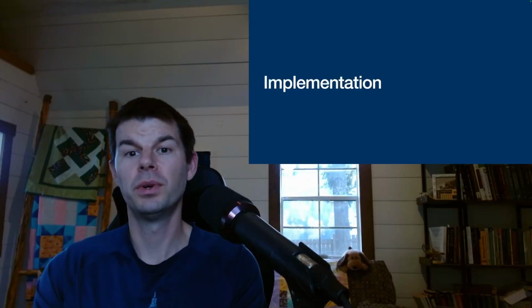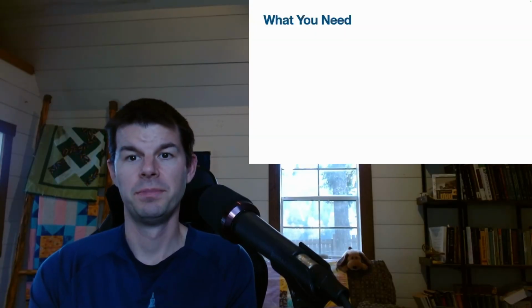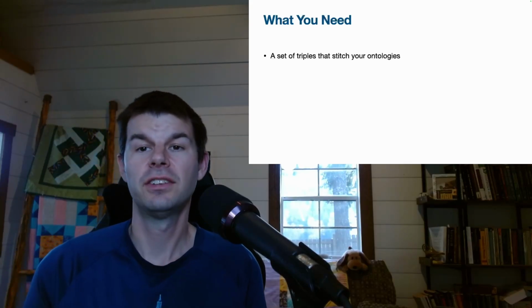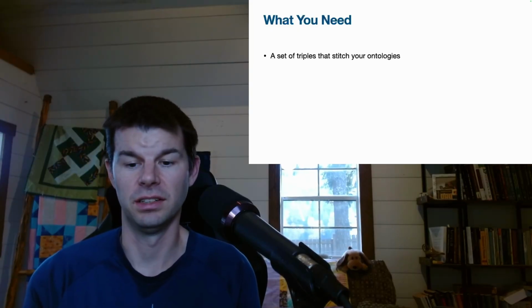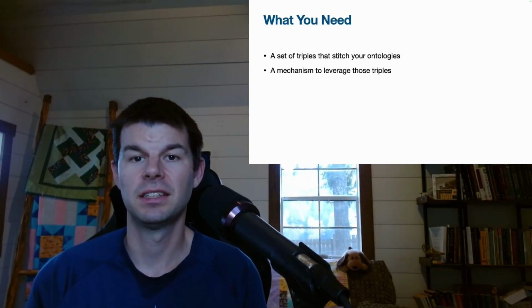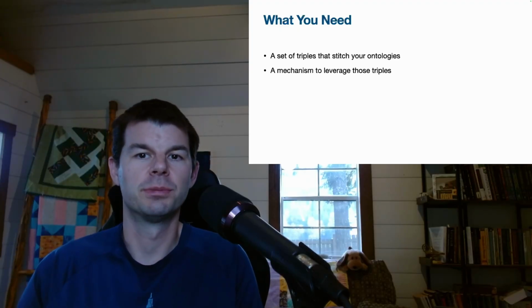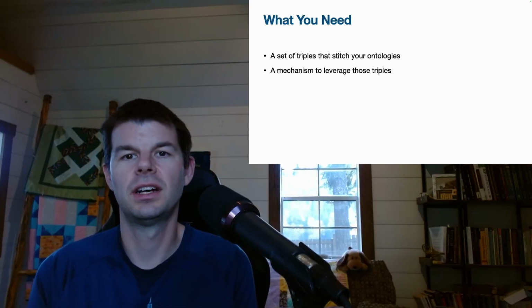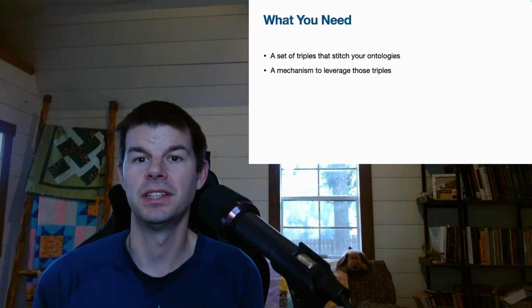Okay, so now we know what ontology stitching is, but how does it get implemented? And it's really not that complicated. We just need to do two things. We need a set of triples that stitch our ontologies, that tell us how they relate to one another. And then we need a mechanism that leverages those triples. Now, I'm not going to give you a whole bunch of real specific practical implementations here. I'm just going to talk functionally about what needs to happen if you're going to implement a stitching of two ontologies. I say two ontologies, two or more ontologies.